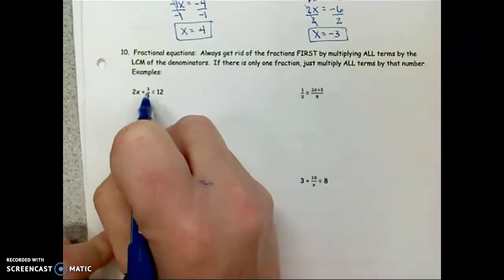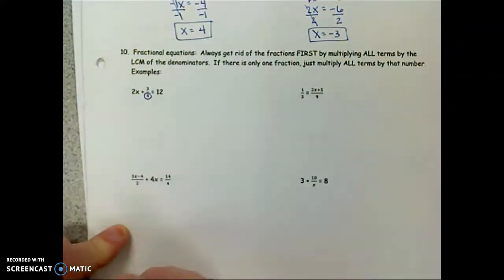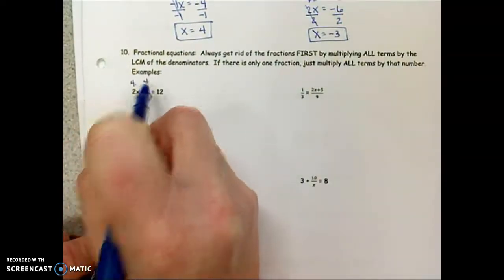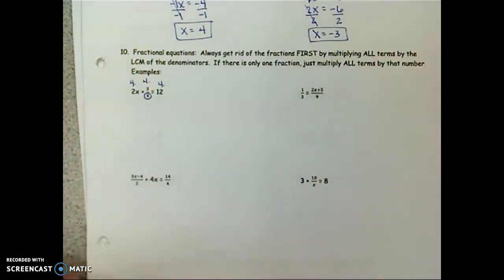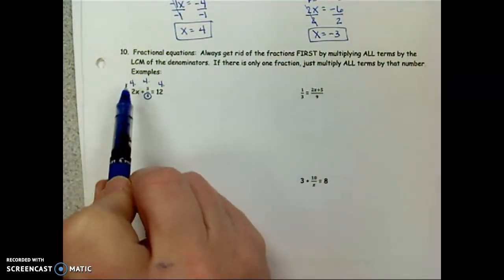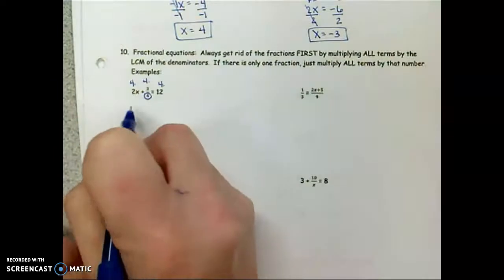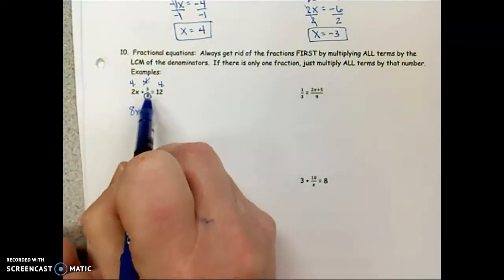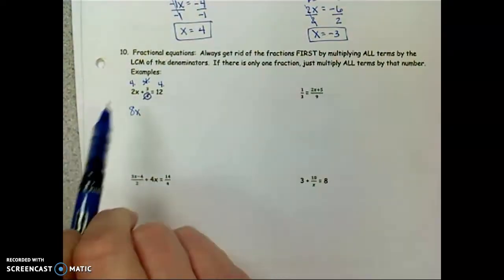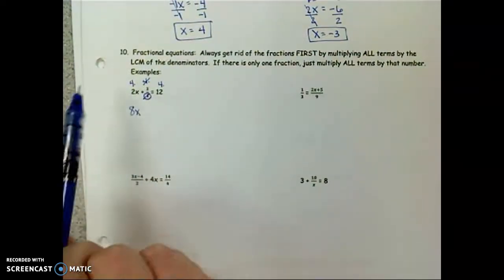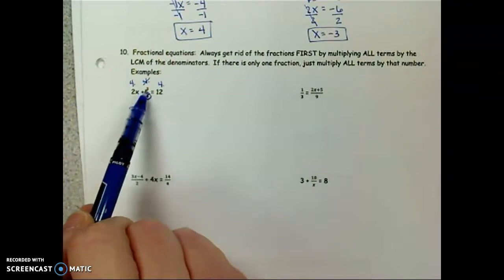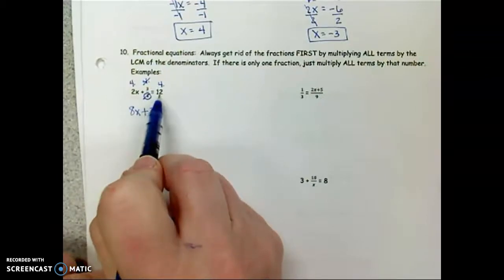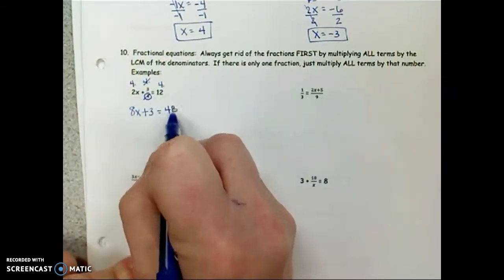The number that is in the denominator is a 4. So I'm going to multiply all of my terms, the first term, the second term, and the third term, by 4. So I would have 4 times 2x gives me 8x. This 4, remember, cancels out that 4 in the denominator. So don't multiply 4 times 3. That 4 cancels out that 4 and leaves just plus 3. On the right side, 4 times 12 is 48.